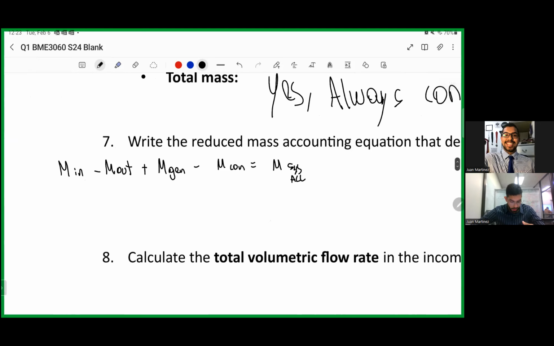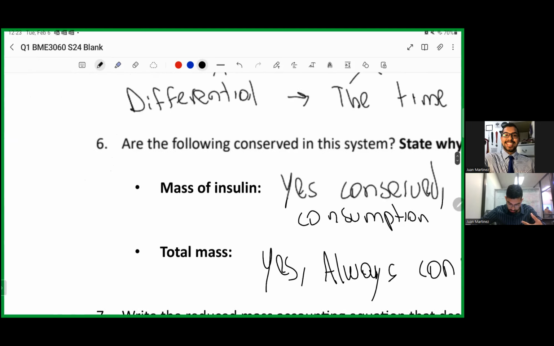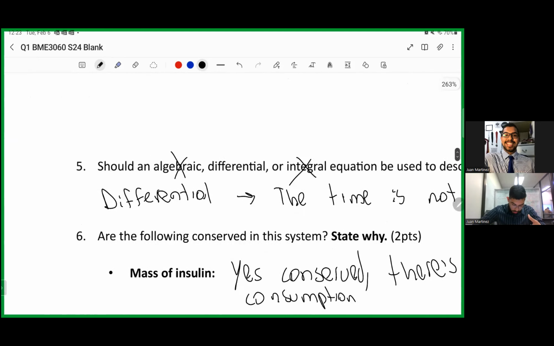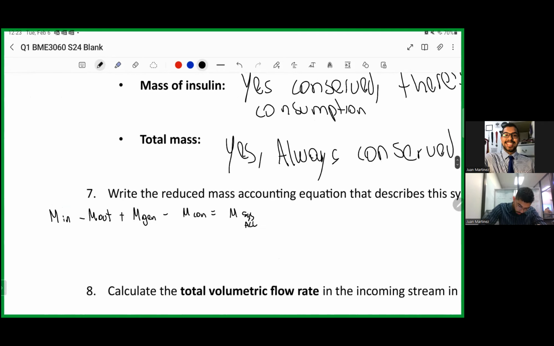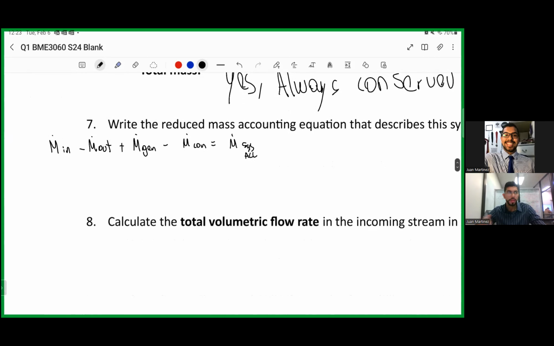Another thing that I forgot to do here is that we were told we are talking in differential. Therefore, we have to add a dot, describing that we are talking about a differential in time. This is a differential mass, mass differentiated with respect to time.